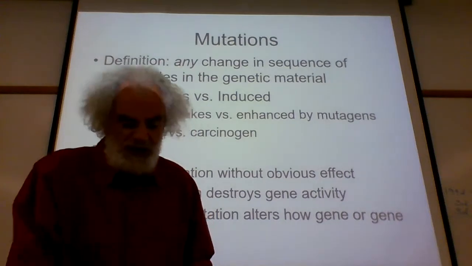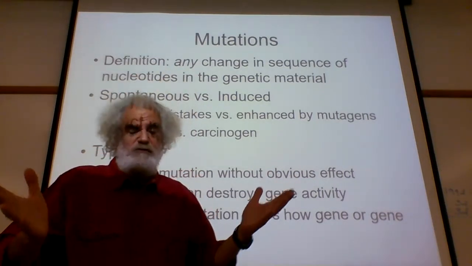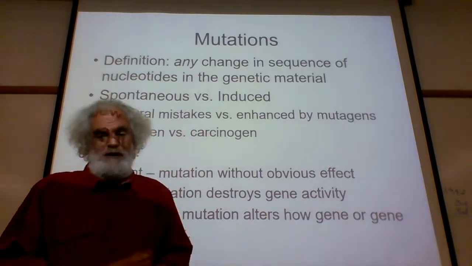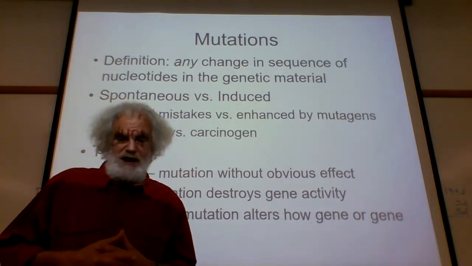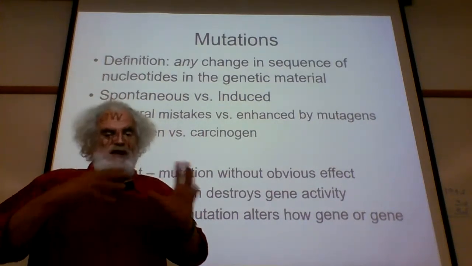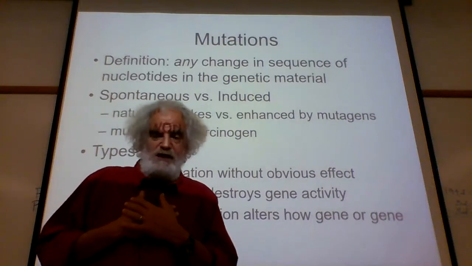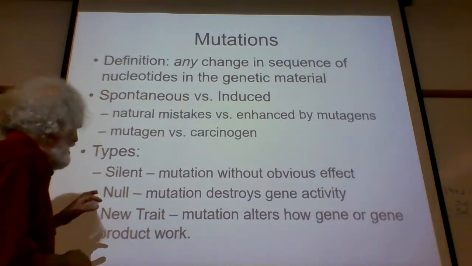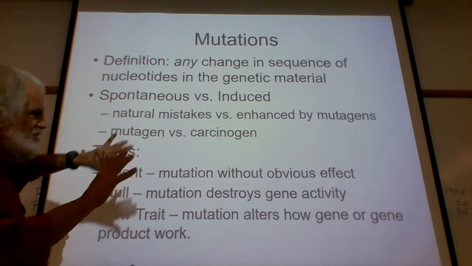Other things that can happen is being exposed to chemical mutagens. And they don't have to be chemicals. They can be gamma rays or UV radiation. Anything that can damage the DNA, these are things that can have effects. Now, mutations can be categorized a couple of ways.